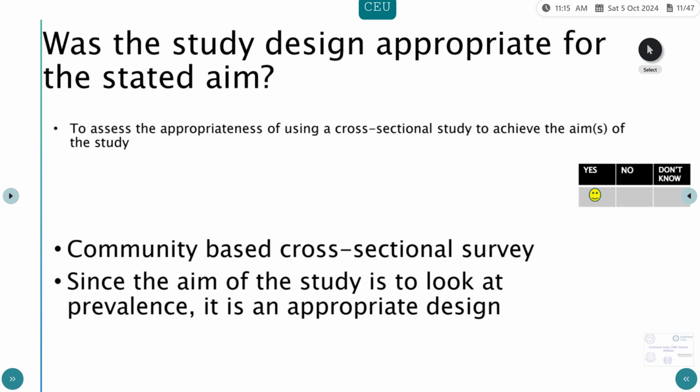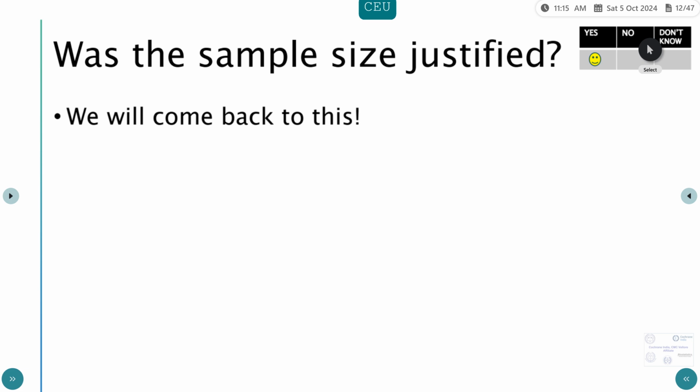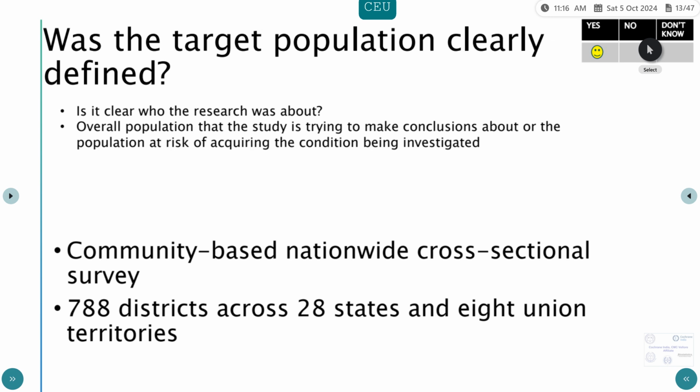So was the study design appropriate for the stated aim? You want to look at whether a cross-sectional study is the correct study to do here. Because this is a prevalence study in the Indian population, it's a correct methodology to pick. Here they have done it across India, across 788 districts, among 28 states. Was the sample size justified? I'll come back to that after looking at the methodology and how they have picked the sample. Was the target population clearly defined? Again, because here India is what they are looking at, that's the target population.